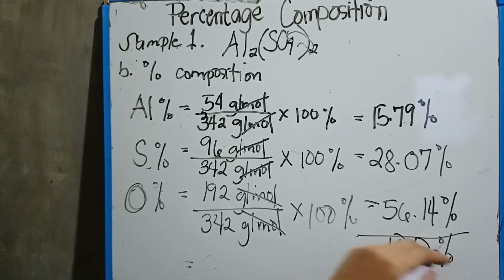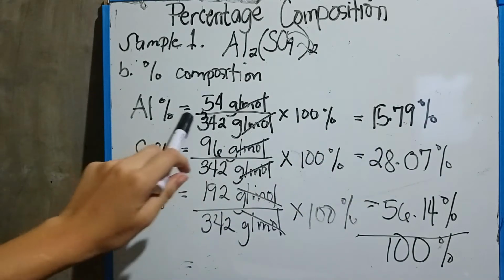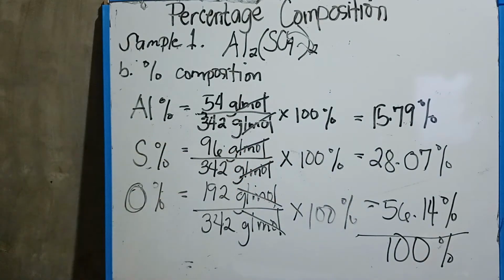So, the total should be either 99.99 or 100%. What if, ma'am, it is only 99 or 98? Then you need to recheck your percentage, your atomic mass, or your molar mass. You need to check that so you can determine where you made a mistake.